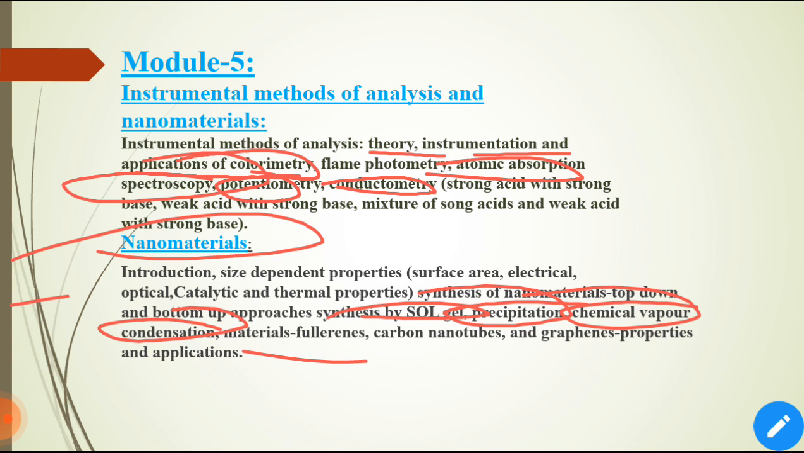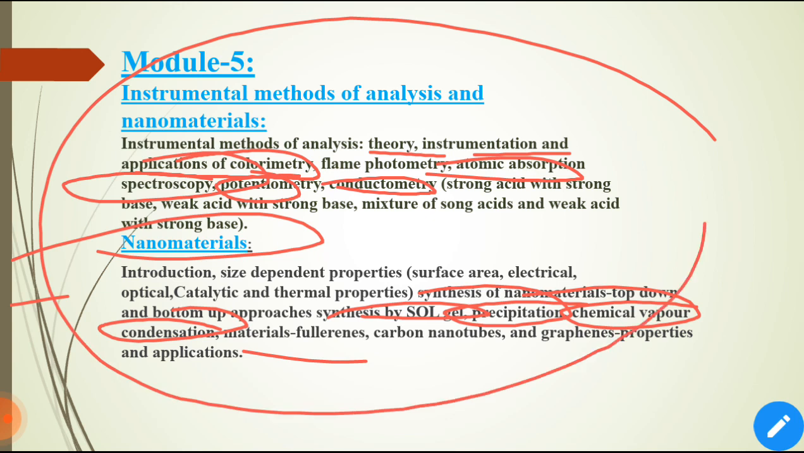These are the overall five modules. In the next class we will start with the first module, that is electrochemistry and energy storage systems.